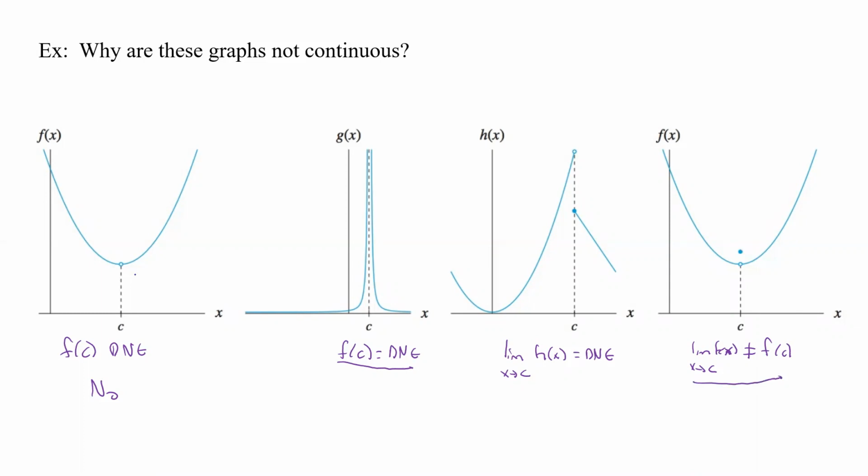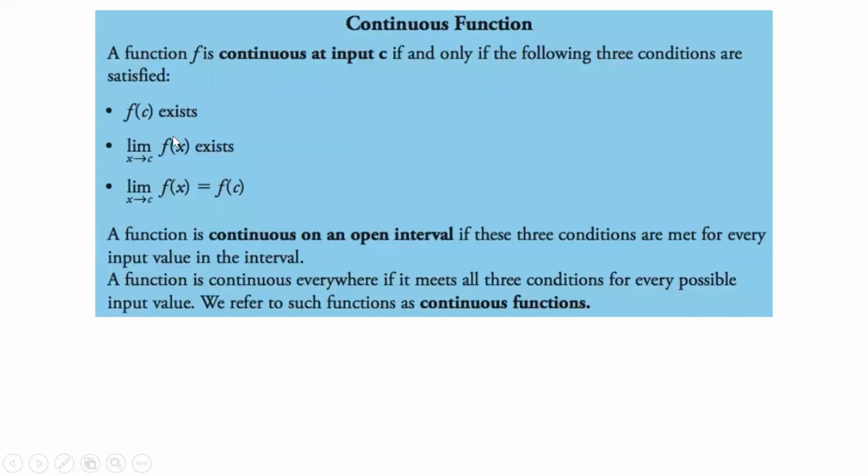So, both of these have f of c does not exist. Here the limit does not exist. And here the limit of f of x as x approaches c does not equal f of c. Each one of them had something different that it had a problem with, and that was why they were not continuous. All right, so I'll start one more.